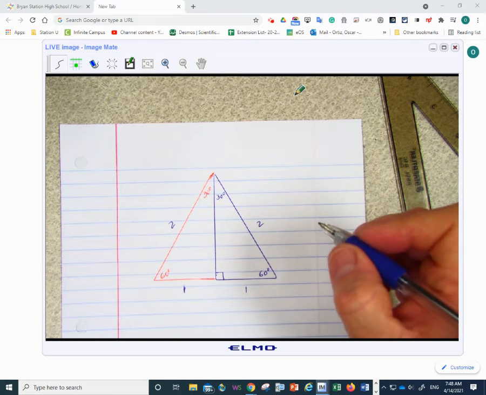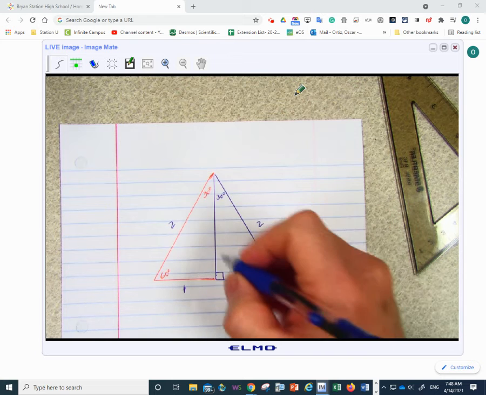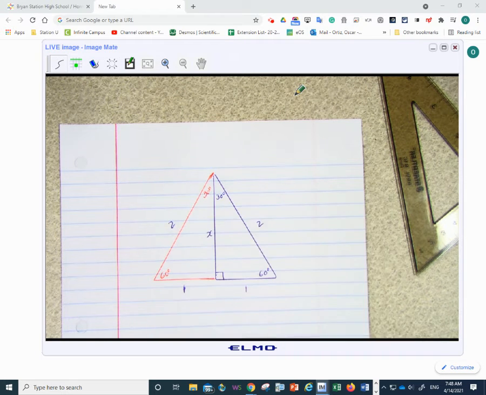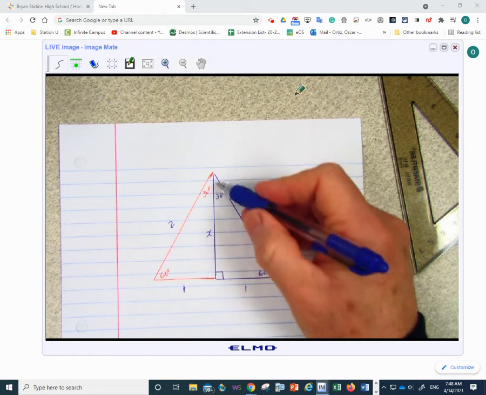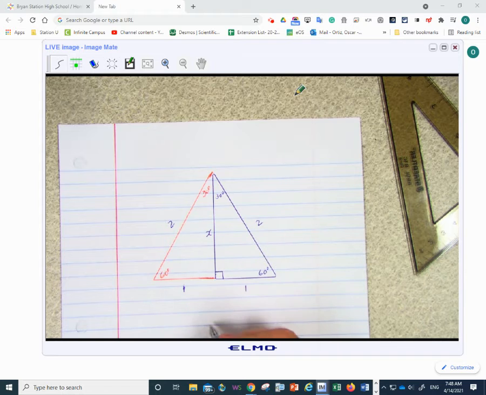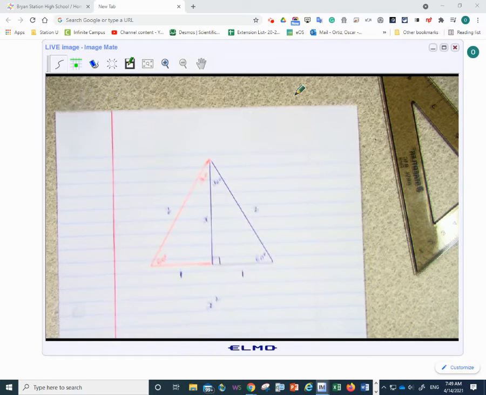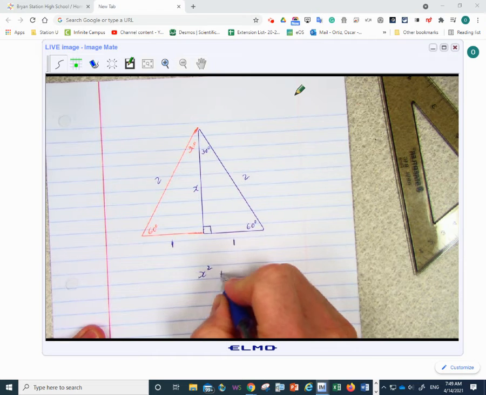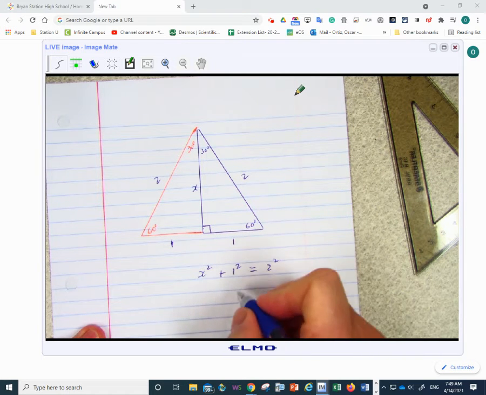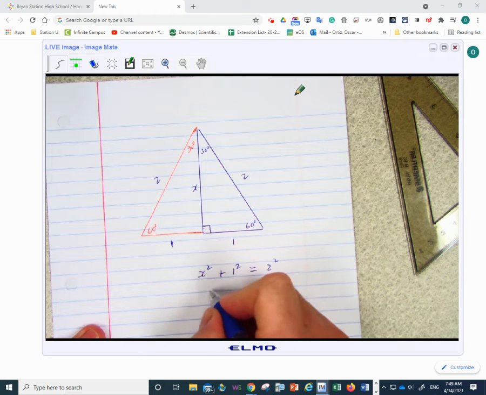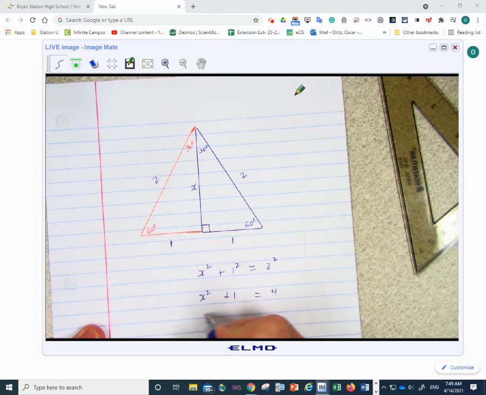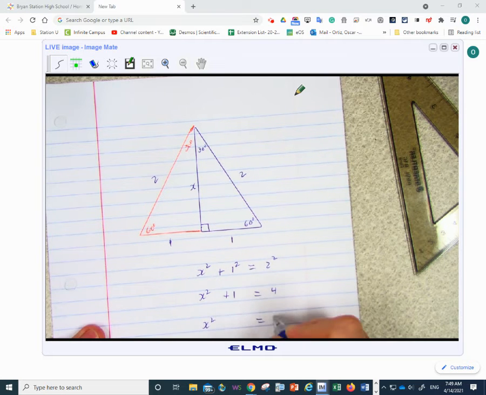And we can do our calculations and use the Pythagorean theorem to find this side right here, x, which is one of the legs of the right triangle in blue, the one that is 30, 60, 90-degree angle. We will do something like x to the second power plus 1 to the second power equals 2 to the second power. So this is x squared plus 1 equals 4. So we know that x to the second power equals 3.